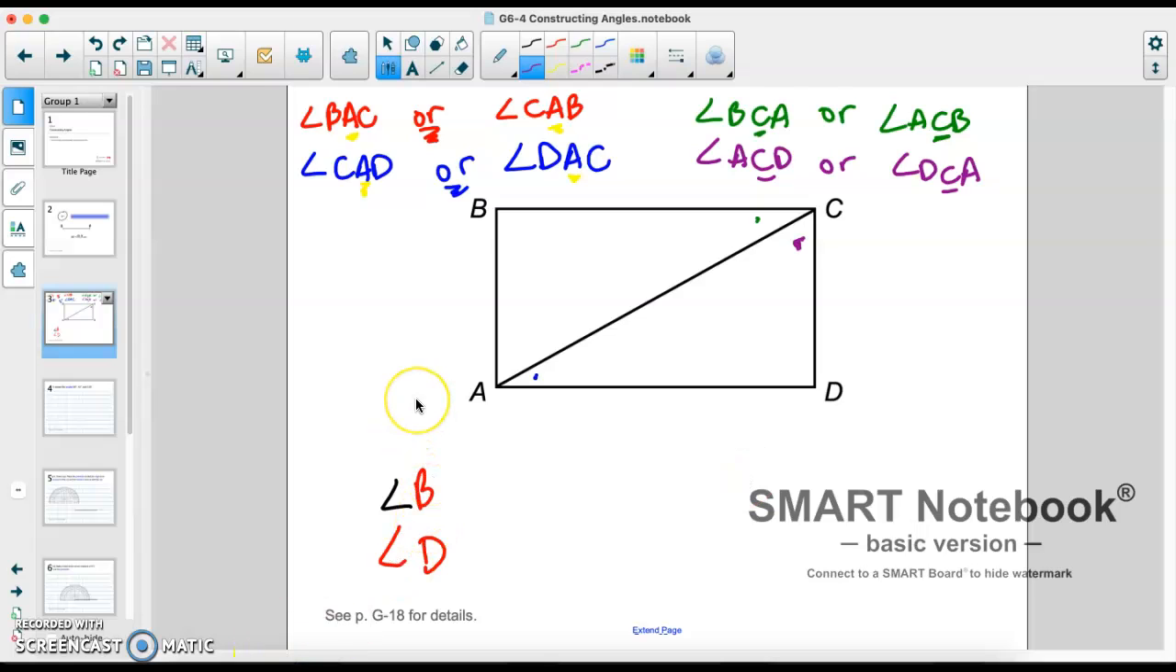And then, like I said, that's all of the angles in this shape that are now named. Like I said, angle B and angle D, there's no confusion. There's no possible way that it could be anything else. So you can just say angle B or angle D.